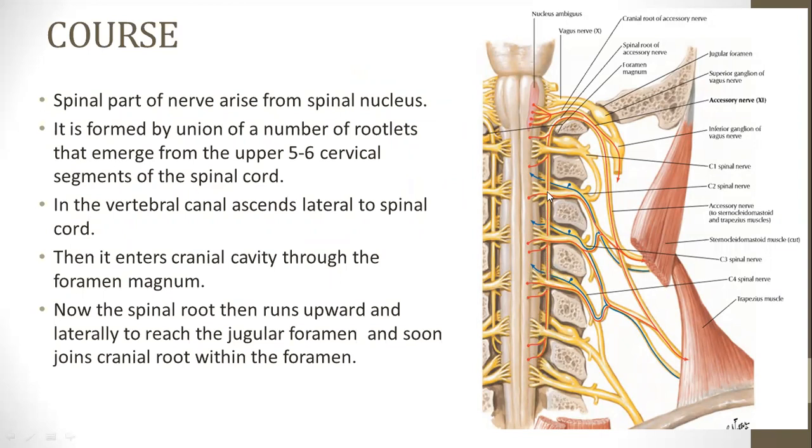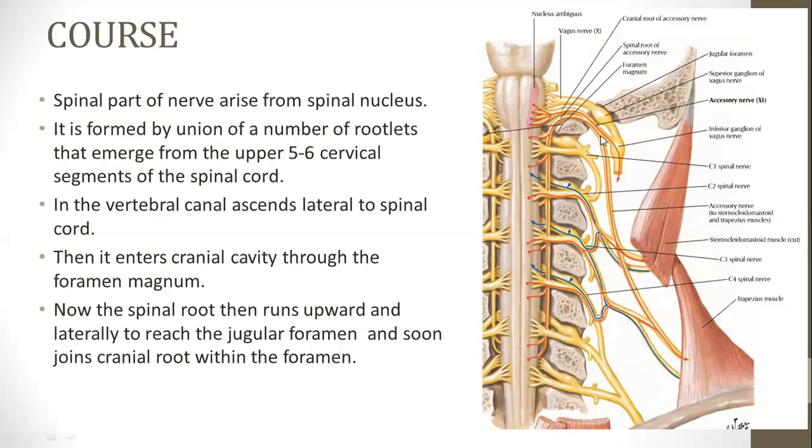Then it enters the cranial cavity, because this is the foramen magnum here and that is the medulla oblongata. So it enters the cranial cavity through the foramen magnum. Now the spinal root runs upward and laterally to reach the jugular foramen. This is the jugular foramen I have discussed before. It reaches the jugular foramen and soon it merges with the cranial root of the accessory nerve.